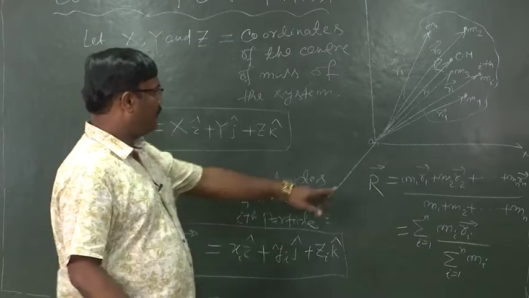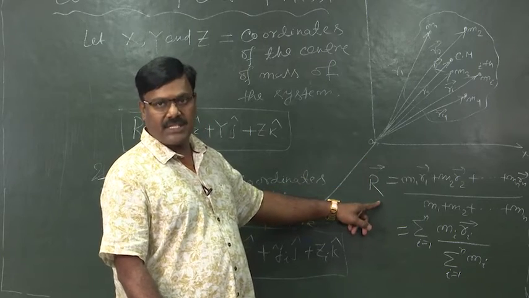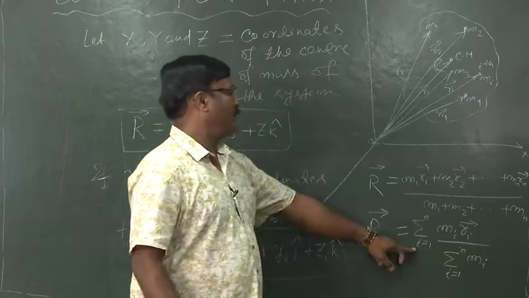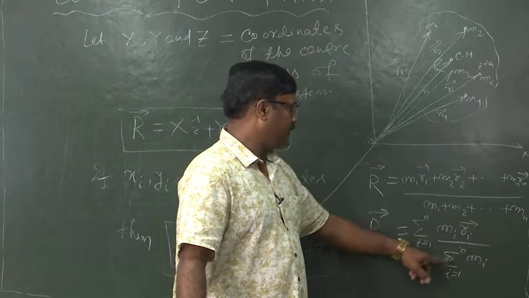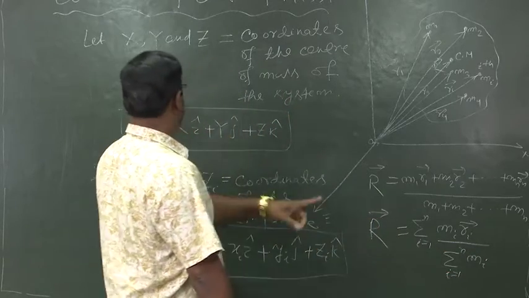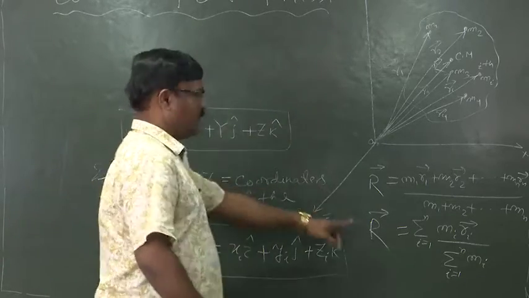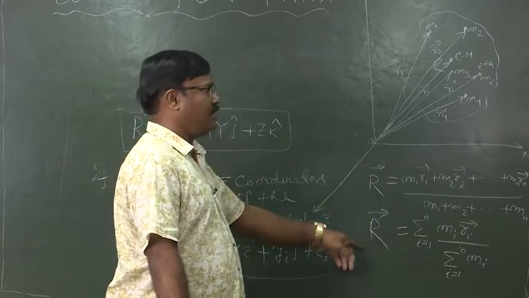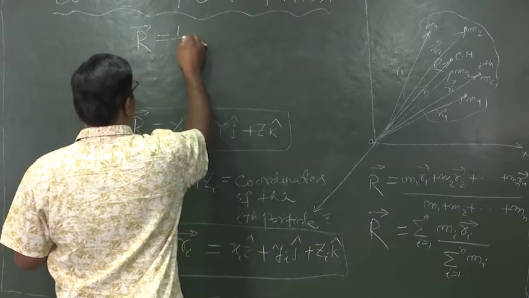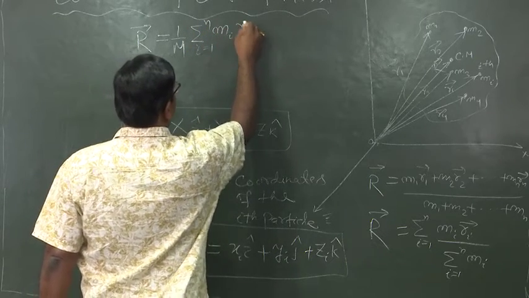Now, we have already found that the position vector of the center of mass of a system of particles is R vector equal to sum over i of mi ri vector divided by sum over i equal to 1 to n of mi, which is equal to capital M. So, the position vector of the center of mass of this system we can write again as R vector is equal to 1 by M sum over i equal to 1 to n of mi ri vector.